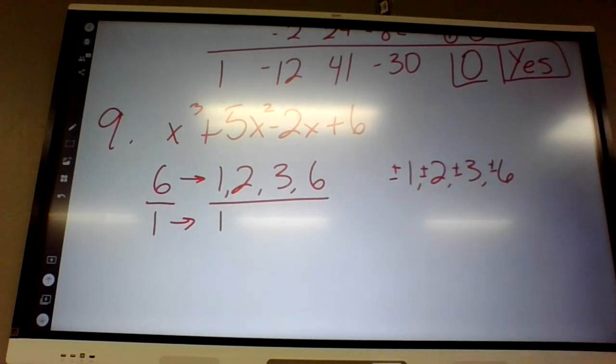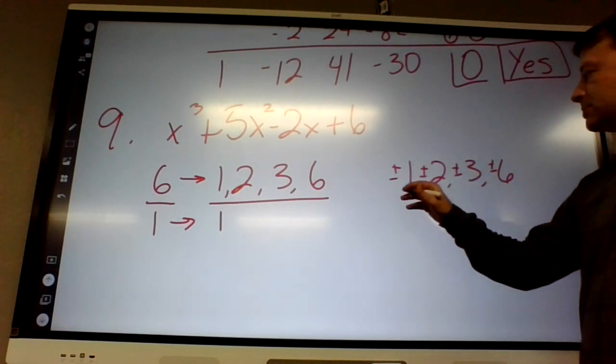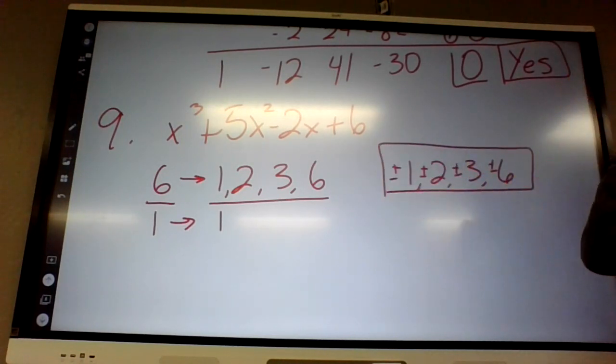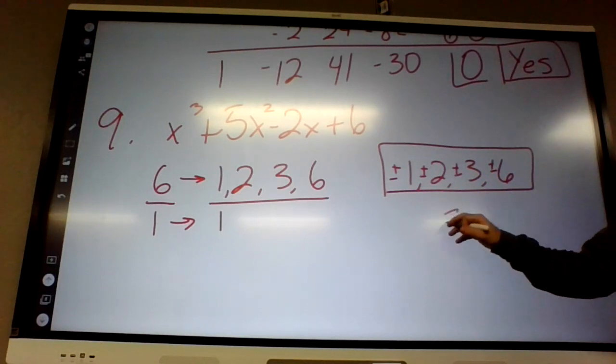So you just pretty much take the factors of the last number over the factors of the first, plus or minus on all of them. Okay. These are possible zeros of the function.